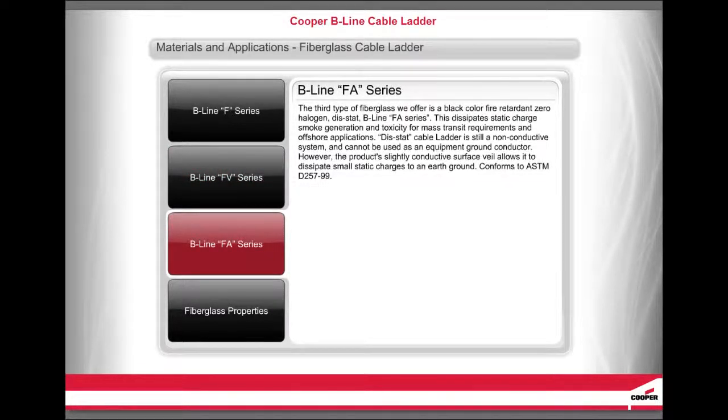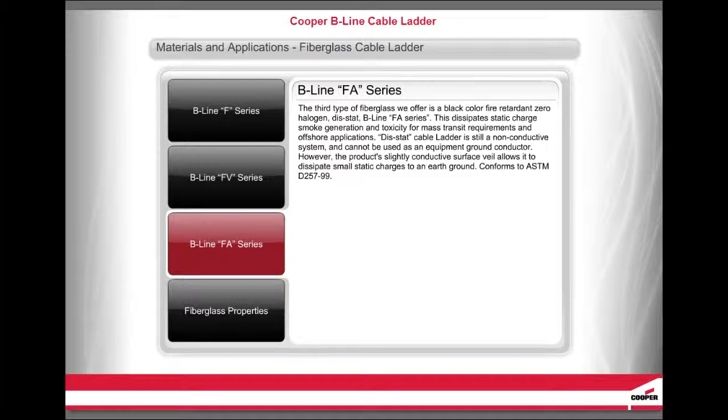The third type of fiberglass we offer is a black color fire-retardant zero halogen Distat B-line FA series. This dissipates static charge, smoke generation, and toxicity for mass transit requirements and offshore applications. Distat cable ladder is still a non-conductive system and cannot be used as an equipment ground conductor. However, the product's slightly conductive surface veil allows it to dissipate small static charges to an earth ground.